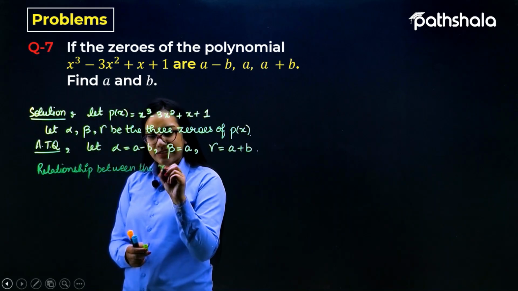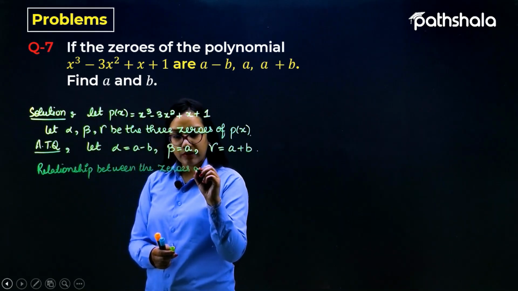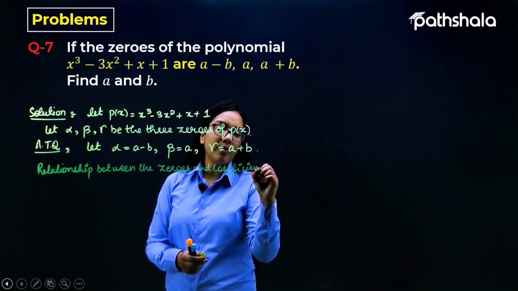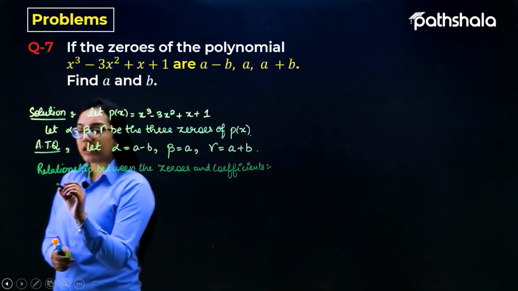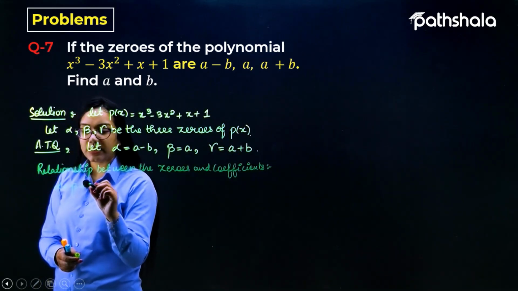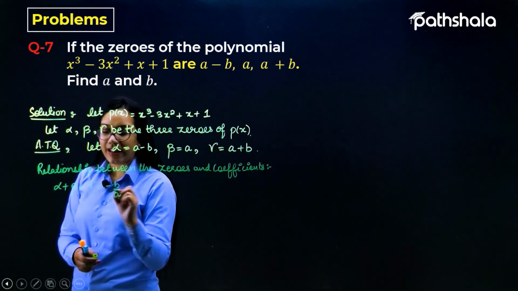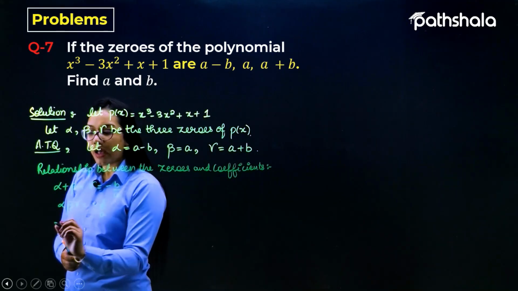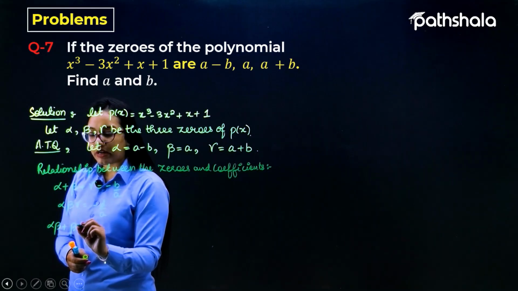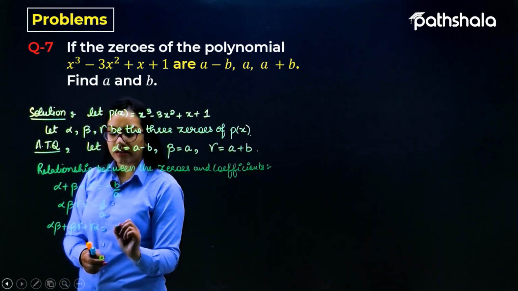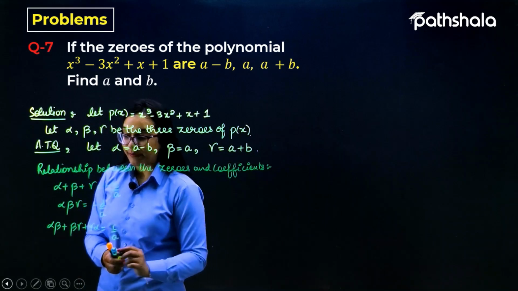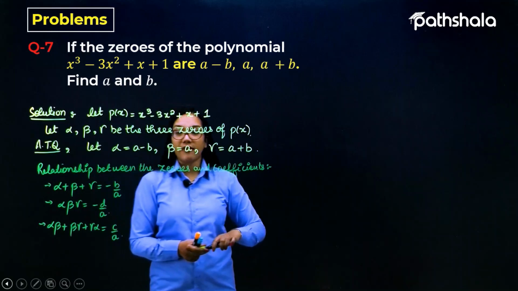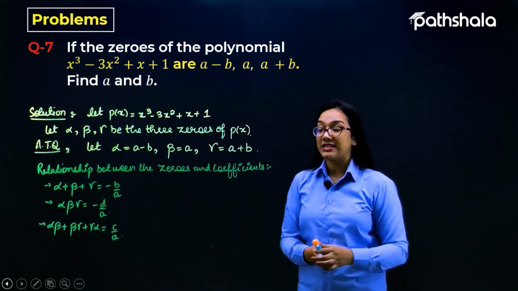The relationship between the zeros and the coefficients of the polynomial says that alpha plus beta plus gamma is equal to minus b by a, alpha beta gamma is minus d by a, and alpha beta plus beta gamma plus gamma alpha is equal to c by a. So these are the three relationships we have between the zeros and the coefficients.